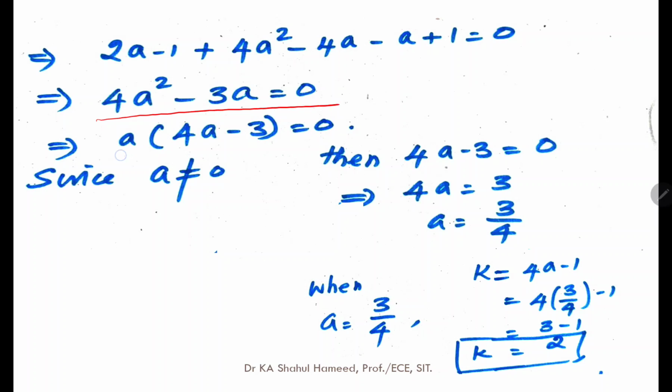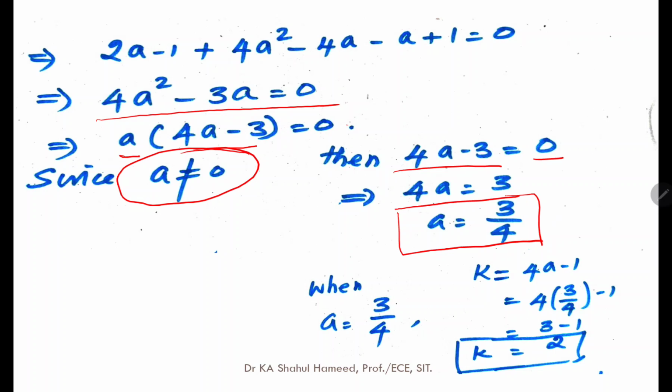I am just taking a outside. I'll get a into 4a minus 3 is equal to 0. Definitely a cannot be 0. So I am just taking 4a minus 3 is equal to 0. So I am moving minus 3 to the right hand side. So I get 4a is equal to 3. So a is equal to 3 by 4.